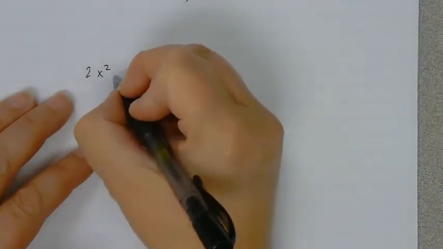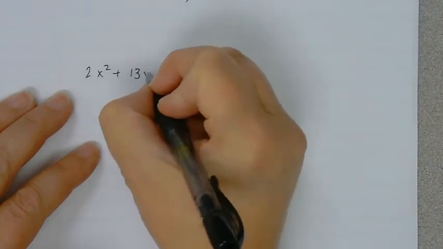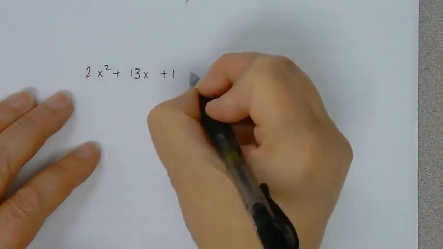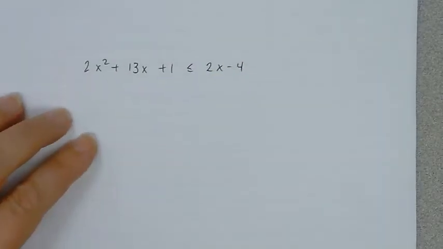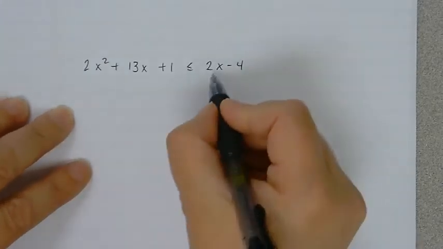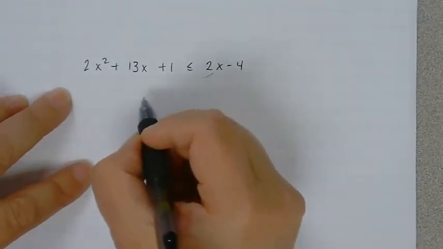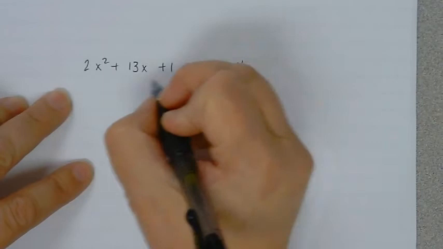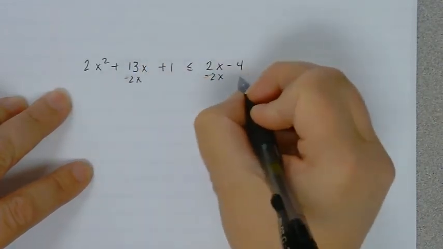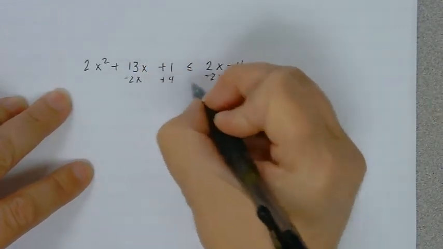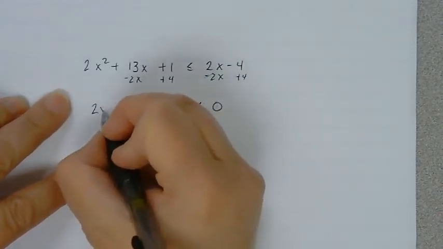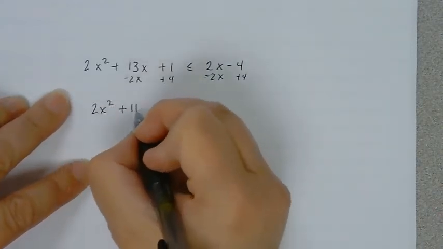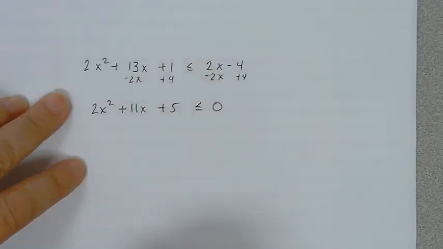2x squared plus 13x plus 1 is less than or equal to 2x minus 4. So before I can even solve this one, I have to put it in the correct order. So I'm going to move the 2x over here and the 4. I'm going to subtract 2x from both sides, and I'm going to add 4 to both sides. So over here, I have less than or equal to 0. On the other side, I have 2x squared plus 11x plus 5.